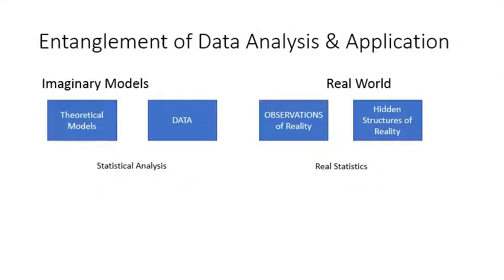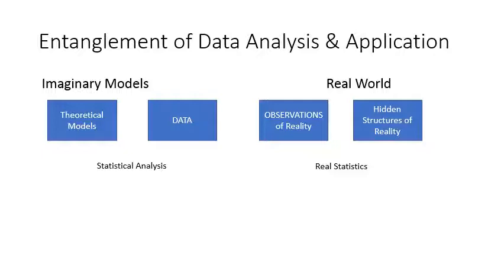A diagrammatic picture of how real statistics differs from Fisherian statistics. Basically, we have hidden structures of reality which generate the observable structures. The observable structures can be quantified and measured, and that is where we get the data from. And then we have a theoretical model for the data. Fisherian statistics deals with theoretical models and data.